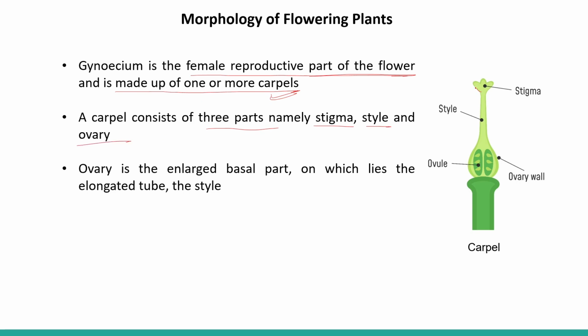So here we can see this is the stigma part, this is the longer tube-like structure, the style part, and the lower swollen or bulbous part is called the ovary.